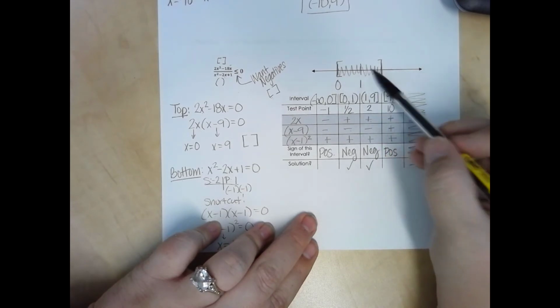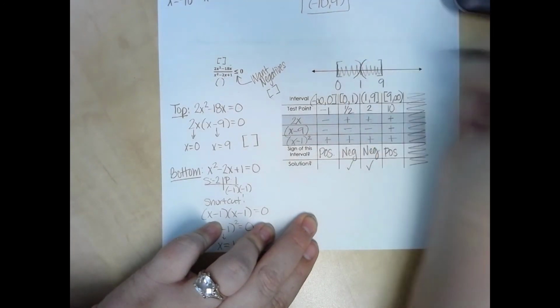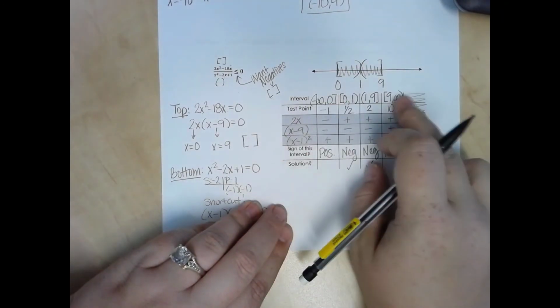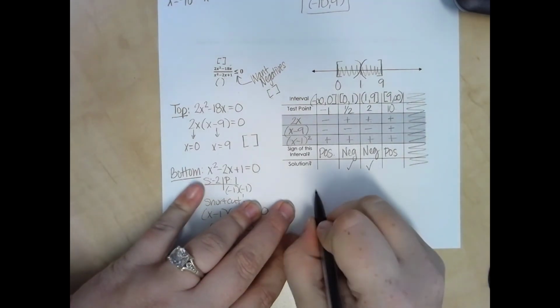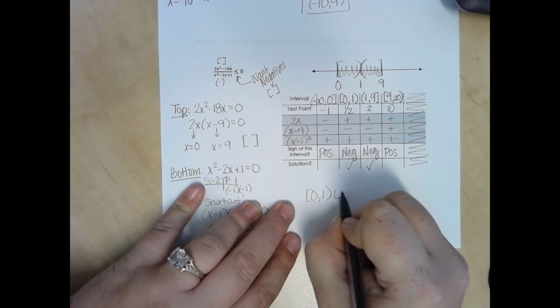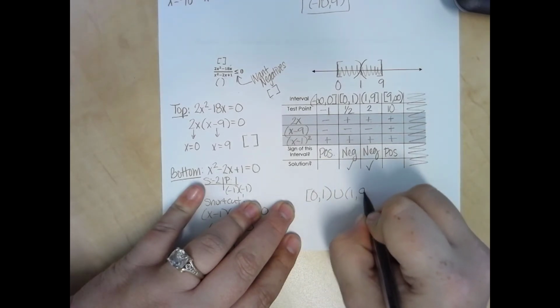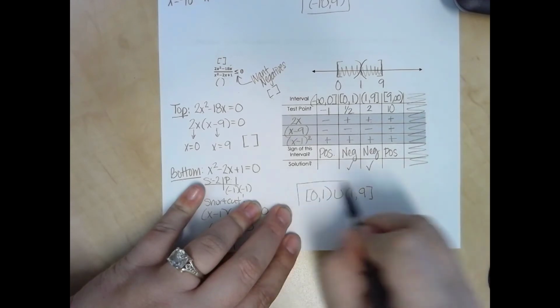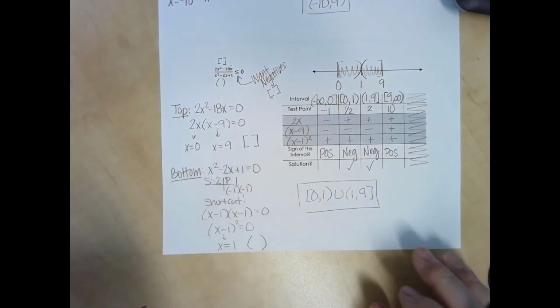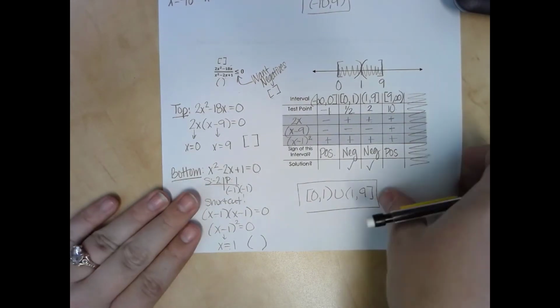So we can't just shade all the way across. We have to take 1 out using parentheses. Okay, so this is what my graph would look like. And then as interval notation, we would say 0 with a bracket over to 1 with a parenthesis, and then 1 with a parenthesis over to 9 with a bracket. All right. I have one more that I want to show you, and then I will let you work on some.